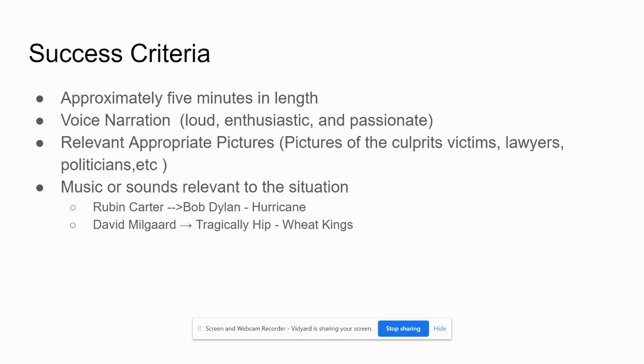Okay, relevant pictures. Again, so pictures of the culprits, victims, lawyers, politicians, anyone involved that you think the audience should know about to properly understand it. And lastly, again, add music.